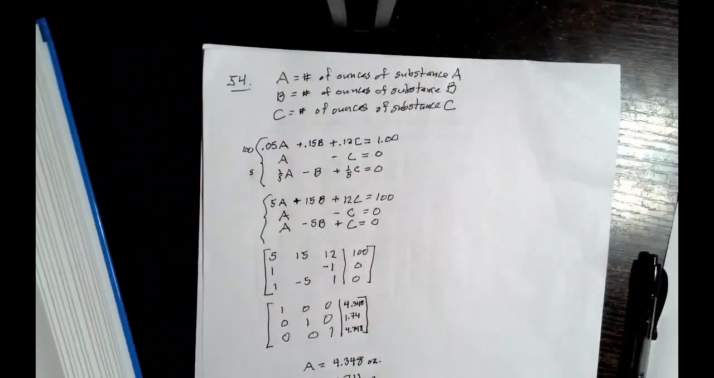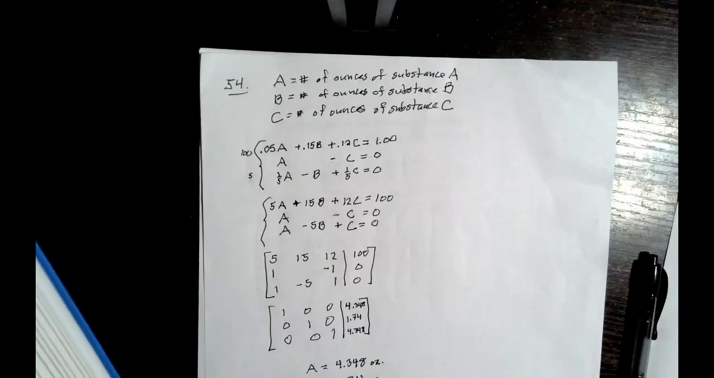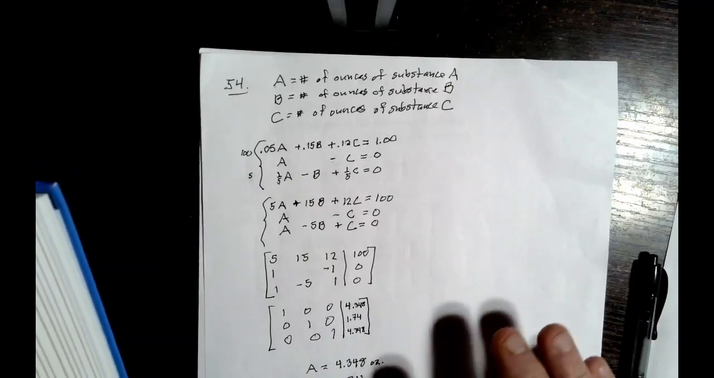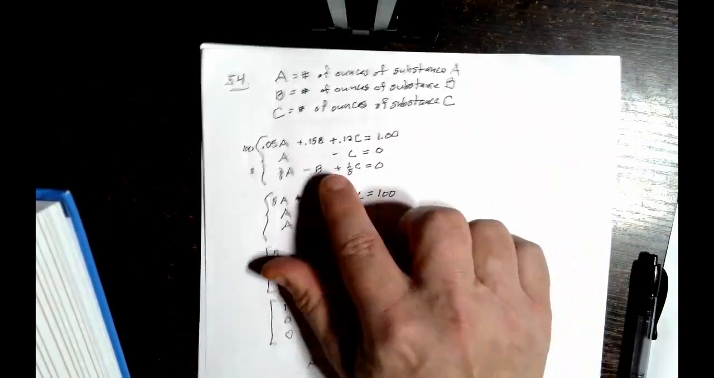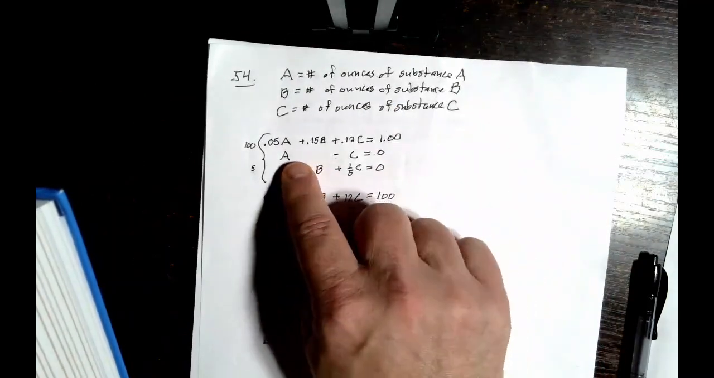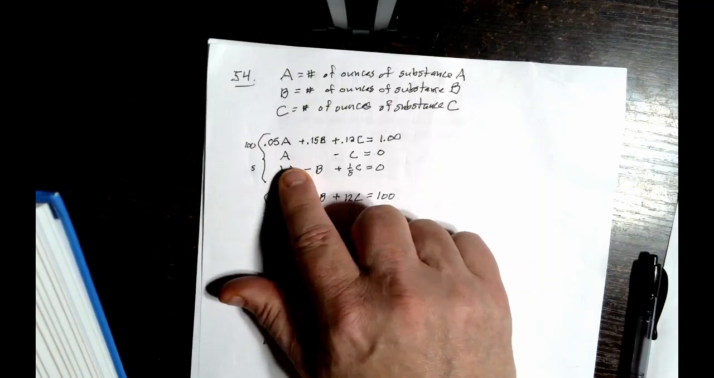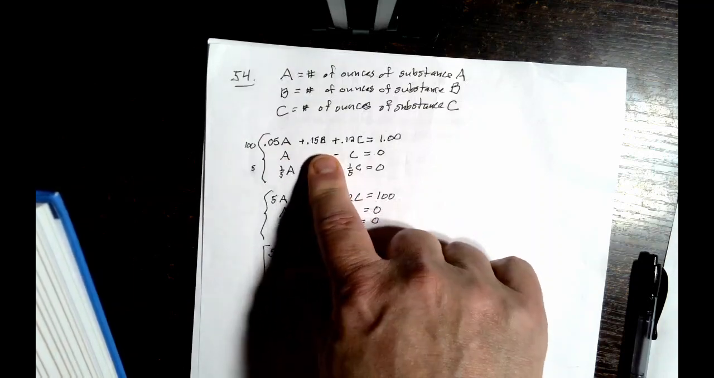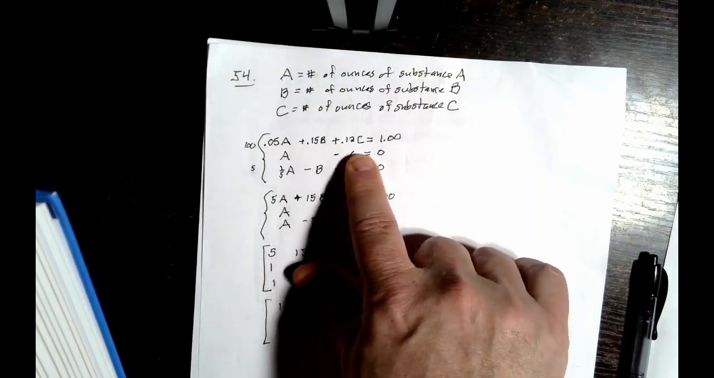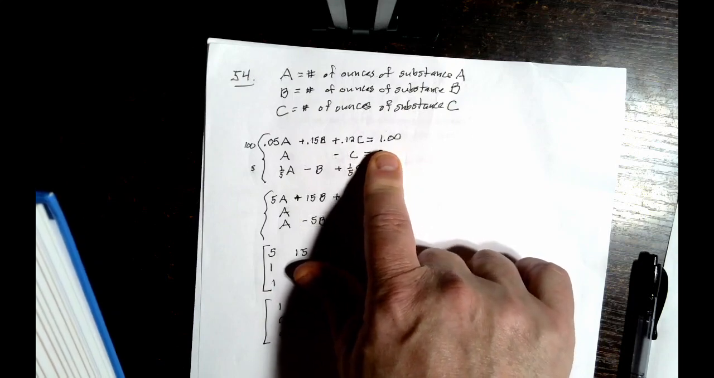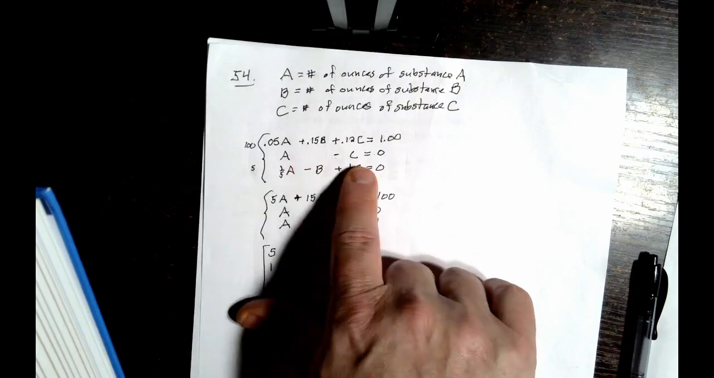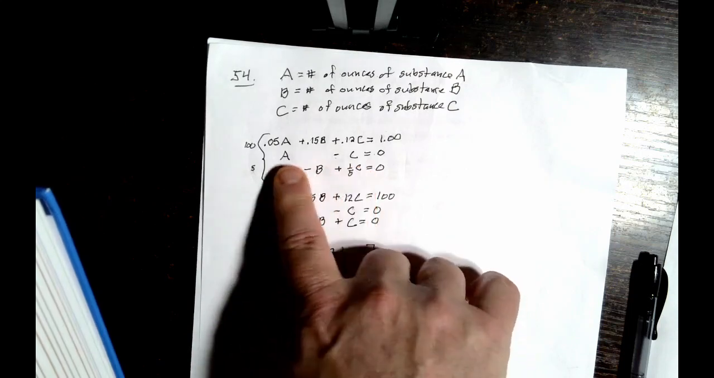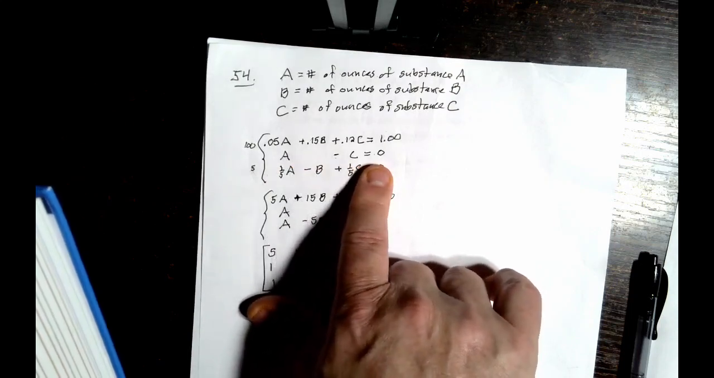Now 54 says you have 3 different substances, A, B, and C, and you have so many ounces of each one. Okay, and so then the first one says you need 5% of A, 15% of B, and 12% of C to give you your 100% nutrition. Then they say A and C are of equal value, so A minus C equals 0.